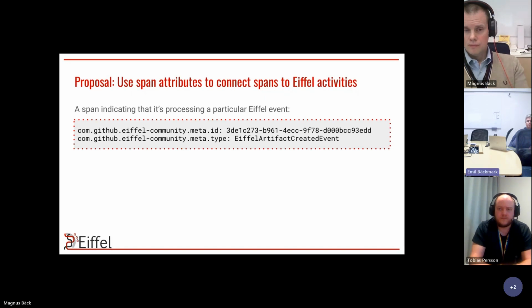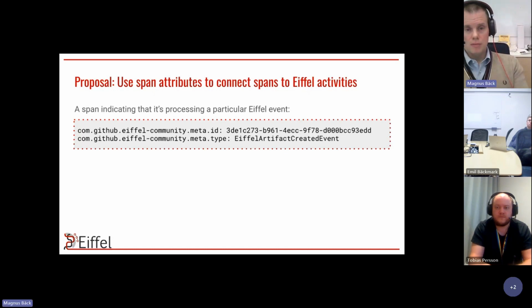Because here you're talking about processing. So basically you have an Eiffel event and then you start a span where you put in the Eiffel event. Yeah, it could be that, or another option could be, like one of the examples in the earlier slide, where you have an Eiffel-based CI pipeline, but your build is OpenTelemetry enabled. Then if you include this in your build span or your build trace, you could trace it back to an Eiffel activity, for example.